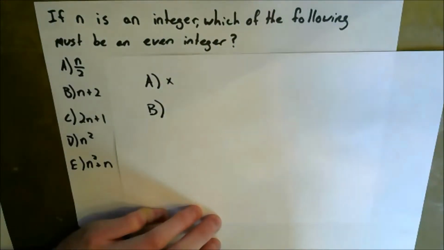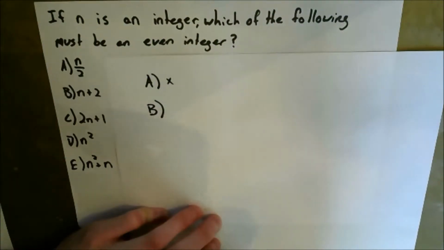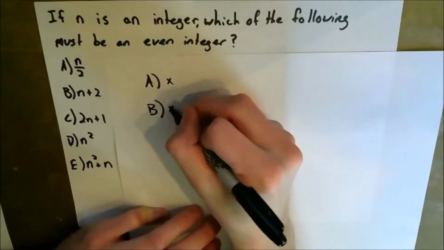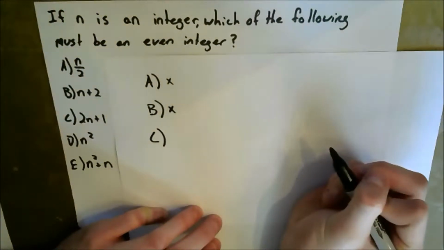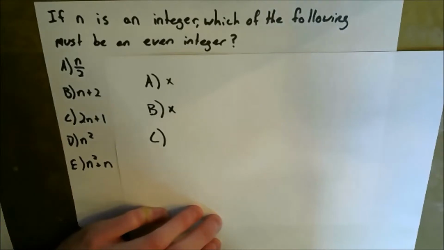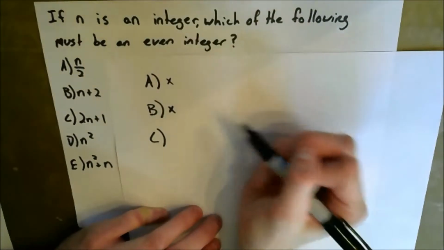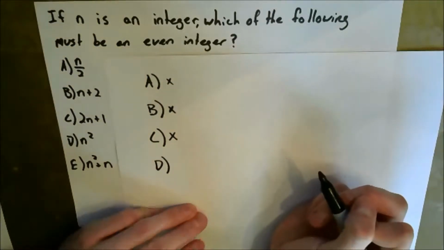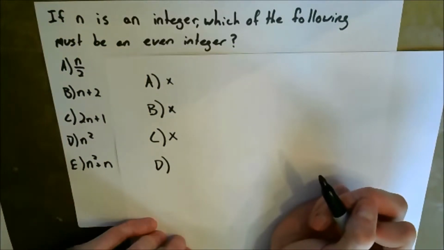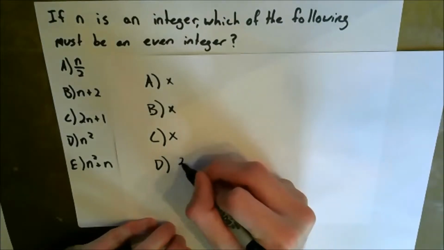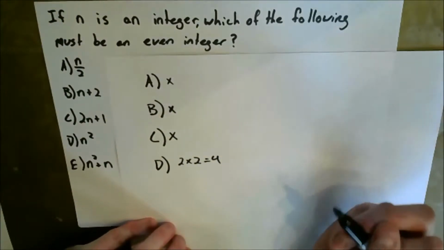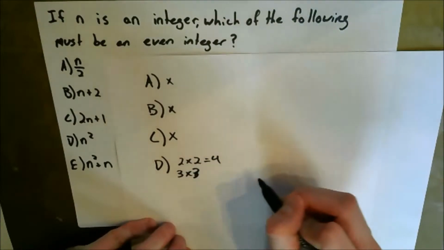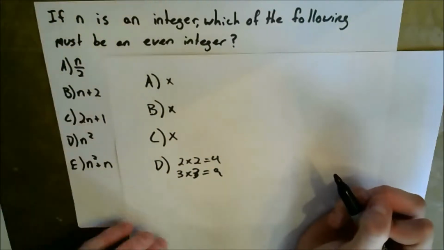B, n plus 2. Well, adding 2 to a number just preserves whether it's even or odd. So once again, if we start with an odd integer n, n plus 2 is still going to be an odd integer, so B does not work. C, 2n plus 1. Now, multiplying any integer, even or odd, by 2, the result is going to be even, and then adding 1 is going to make it odd, so C does not work either, because C will always be odd. D, n squared. Well, if we start with an even integer, then n squared will be even. Say 2 times 2 equals 4. But if we start with an odd integer, say 3, 3 times 3 is going to equal 9, which is odd, so that doesn't work.